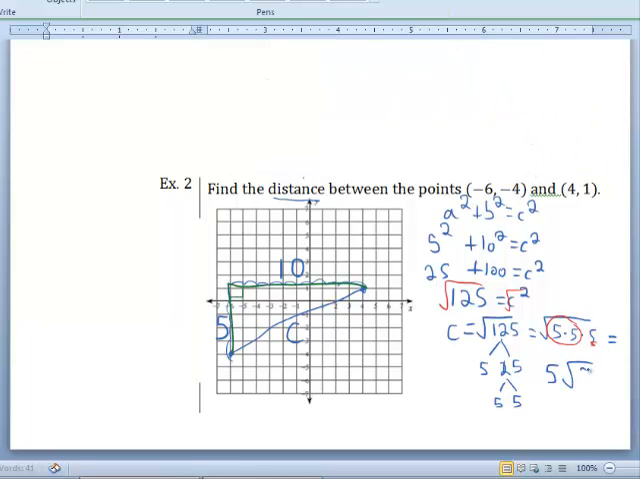Again, we could double check that with the calculator: plug in 5 square root of 5, and plug in your original square root of 125. Does it get the same thing? Yes, it does, so therefore we did it correctly. We found the distance between the points on the coordinate plane.